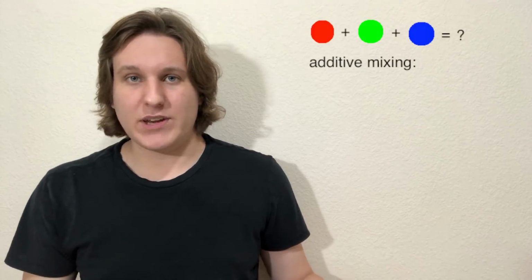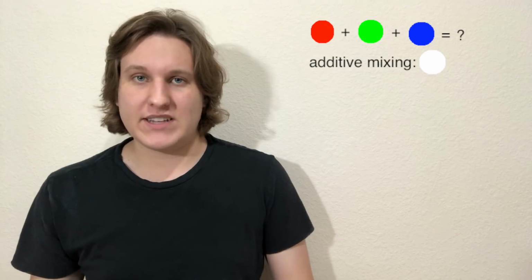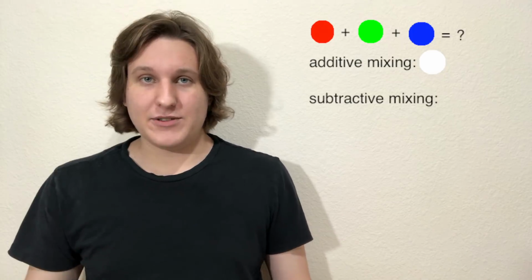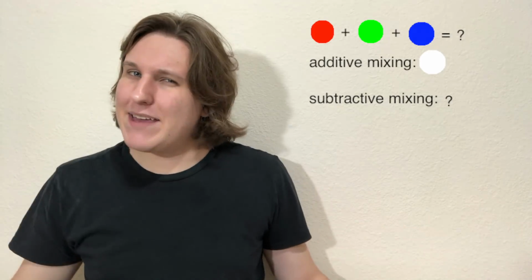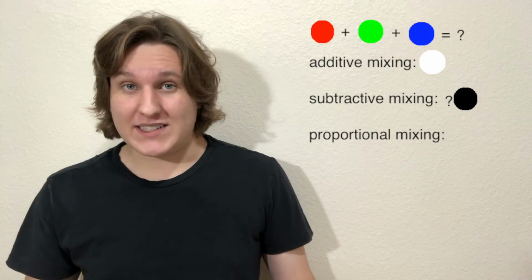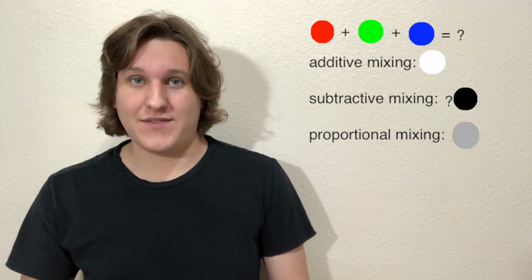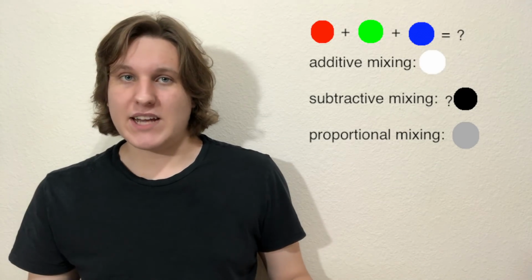One major consequence of this is that with additive mixing, when you mix together red, green, and blue light, you get white, which is what happens when all 3 cells in your eye are activated a lot. If you do the same thing in subtractive mixing, who knows? Subtractive mixing is complicated, but you might get black, which is what happens when none of the cells in your eye are activated. And in proportional mixing, you get neutral gray, which is what happens when the 3 cells in your eye are all activated halfway. So, those are the 3 types of color mixing.